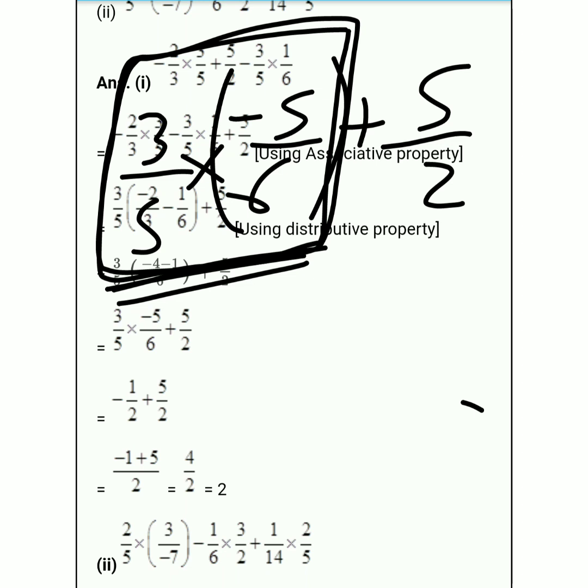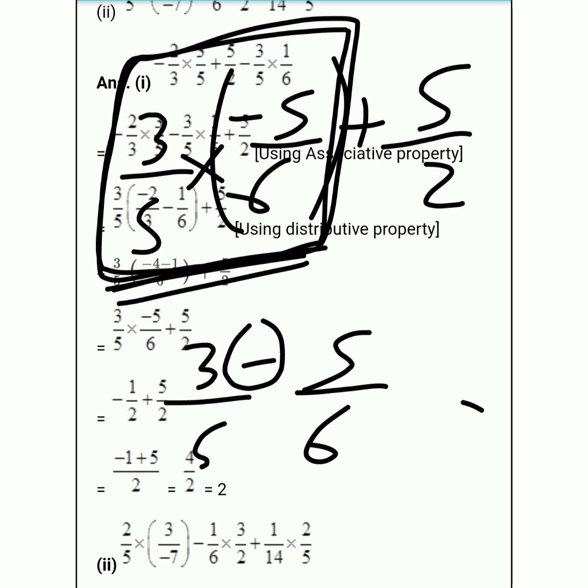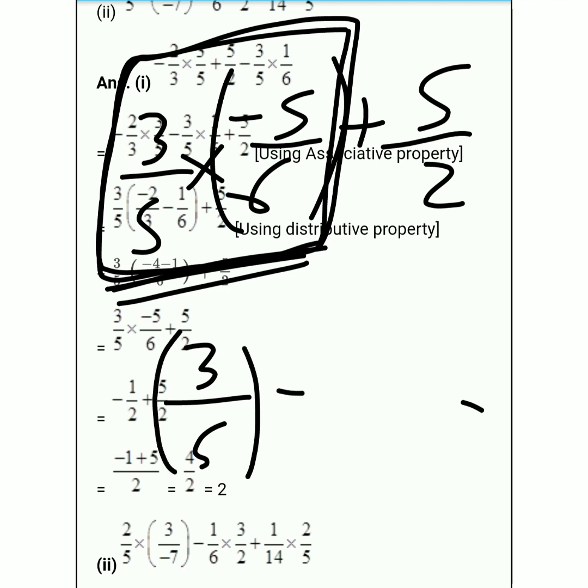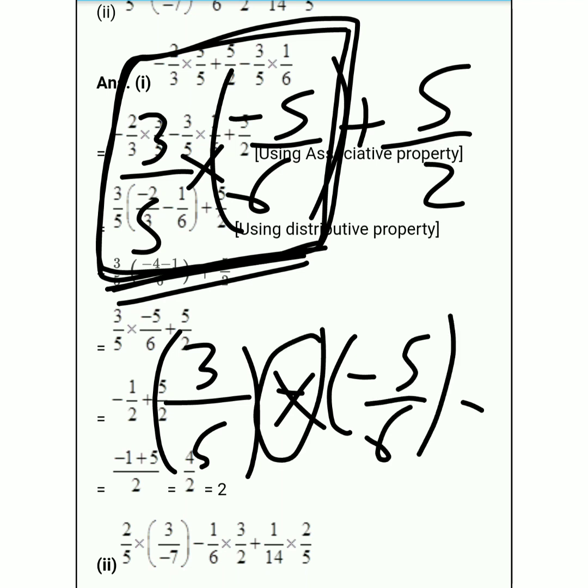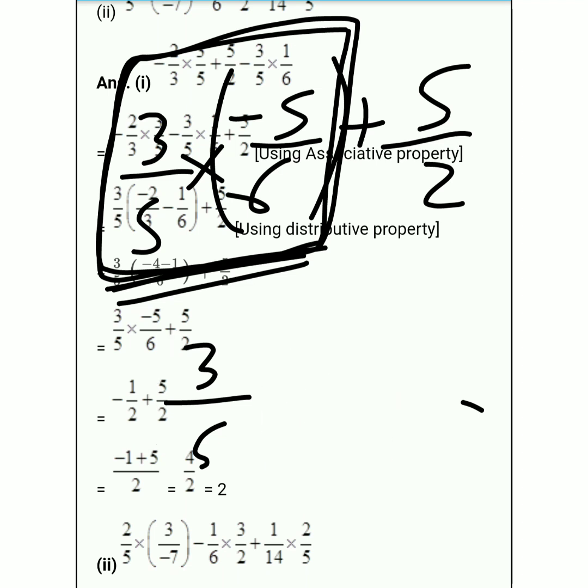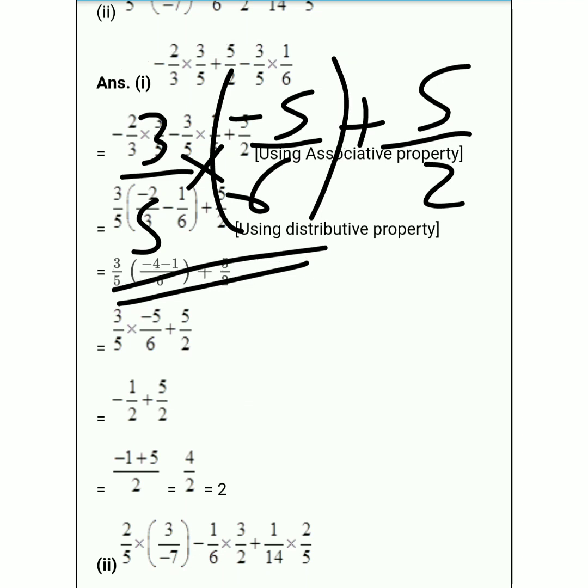Definitely there is a minus sign, but this minus sign does not separate the terms because it is in a bracket, right? If 3 by 5 minus 5 by 6 were there, then definitely this minus sign would separate the terms. But here 3 by 5 is multiplied with minus 5 by 6. So here the multiplication sign is there, that's why this is a single term. So in a single term, we can cut the numerator and denominator, we can simplify it, we can factorize it.